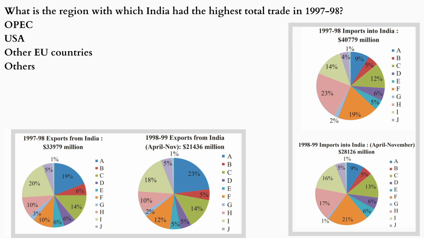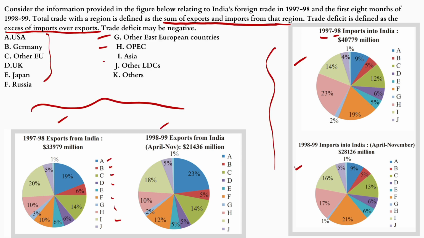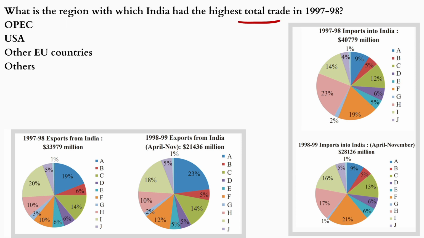What is the region with which India had the highest total trade in 97 to 98? So highest total trade. What is total trade? Total trade is defined as the sum of exports and imports of the particular region. So instead of calculating for all the nations, it's better to take only these four options. For OPEC countries, we'll calculate the imports, and here we will calculate exports.